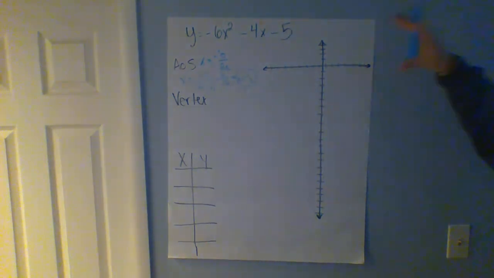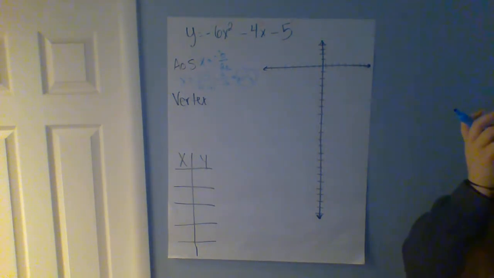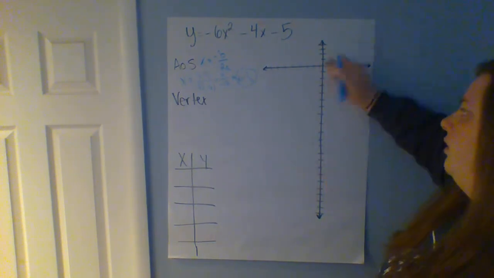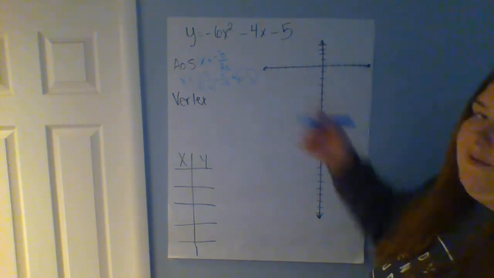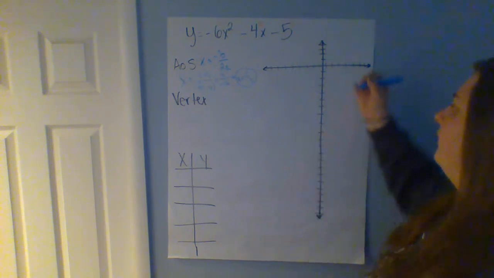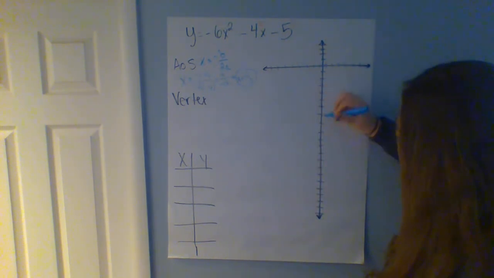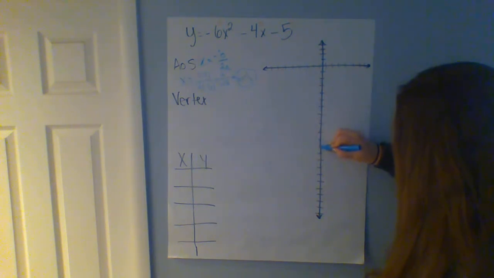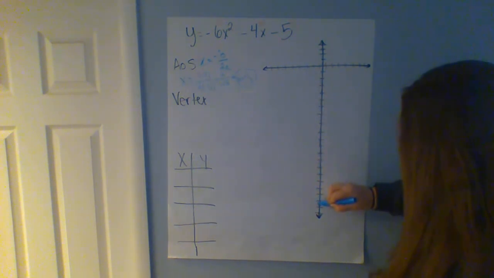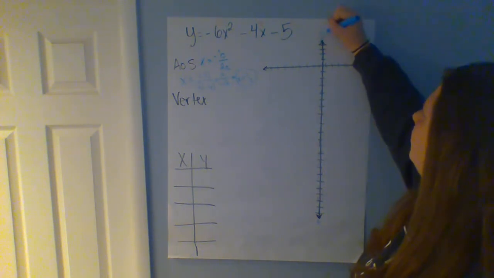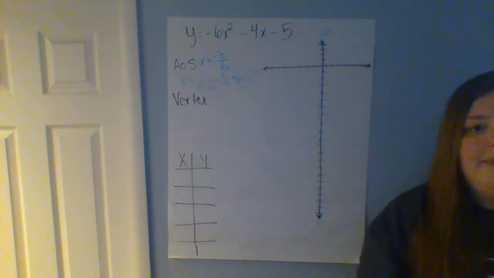So I'm going to estimate where that axis of symmetry will be. You could also change your graph a little bit, but I'm just going to count by ones. So negative 1/3 would be pretty close to that y-axis. So that's our axis of symmetry.